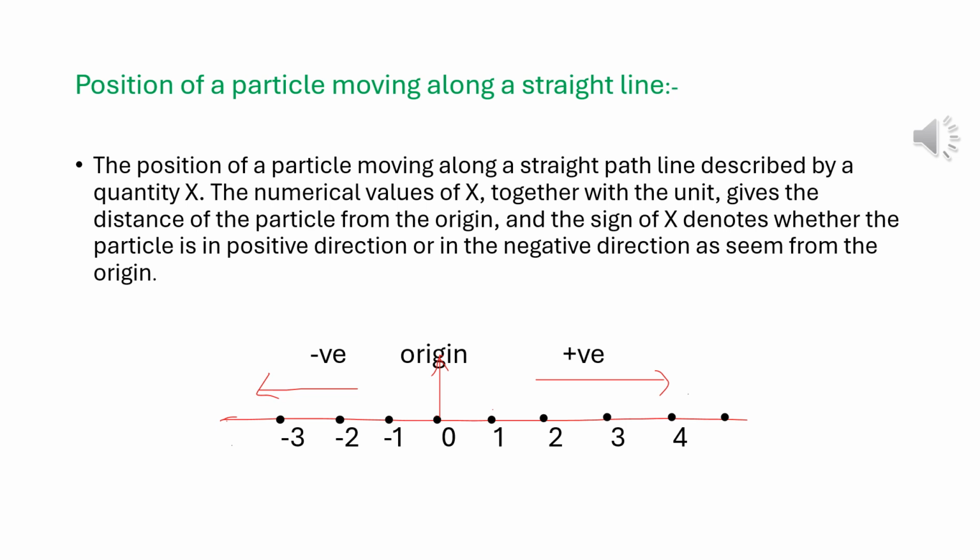Position of a particle moving along a straight line. The position of a particle moving along a straight line is described by a quantity x. The numerical value of x, together with the unit, gives the distance of the particle from the origin, and the sign of x denotes whether the particle is in the positive direction or in the negative direction as seen from the origin.